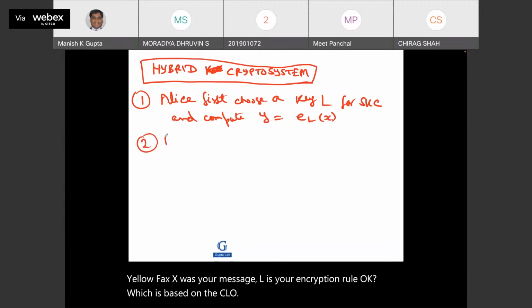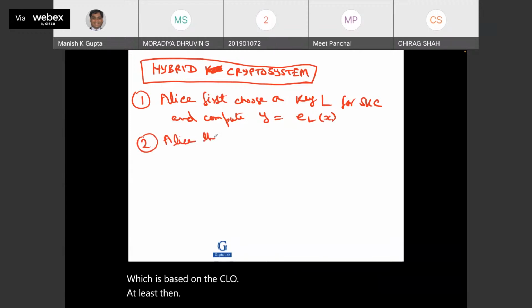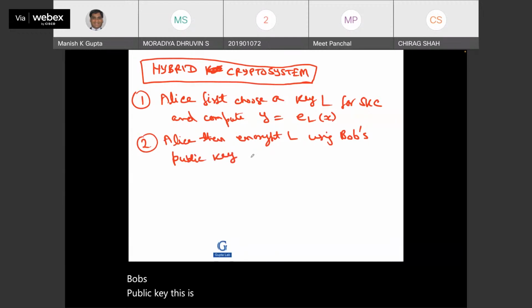Second, Alice then encrypts L using Bob's public key. This is a difference now. I'll call it EK Bob for public key cryptography, so basically obtaining Z is equal to EK Bob of L.